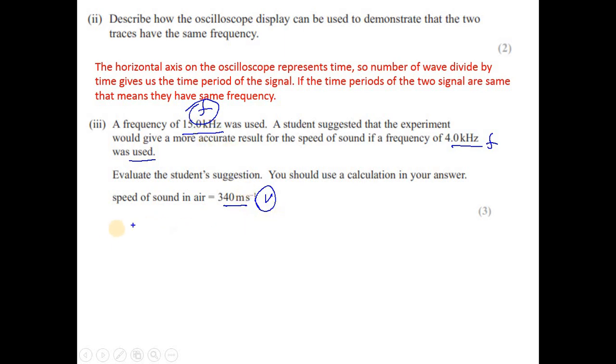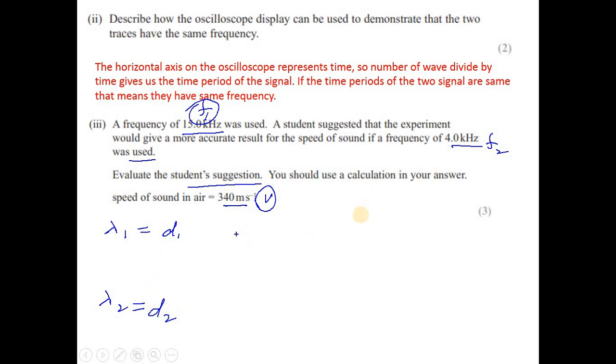The idea is, using this velocity and frequency, we are going to figure out the wavelength corresponding to these values. So lambda 1 and lambda 2 for the other frequency. So f1 and the suggested f2. And then we know that lambda 1 and lambda 2 correspond to the distance traveled by the microphone, d1. That's the idea, and looking at the value of d1, we can evaluate the student's suggestion. So let's find lambda 1 and lambda 2, or you can say d1 and d2.